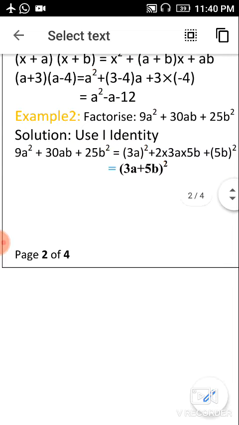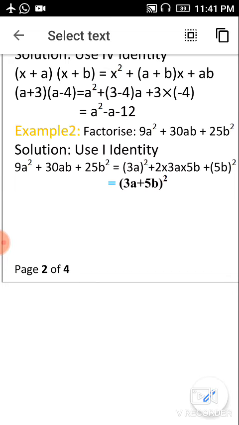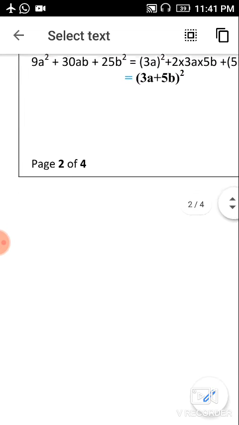So write it down as the first identity, which has a square plus 2ab plus b square. In that form we have to write. So 9a square we can write as 3a whole square plus 2 into 3a into 5b. If we multiply we will get 30ab, plus 5b whole square. So the answer is 3a plus 5b whole square.